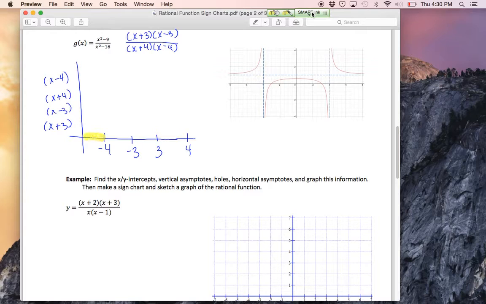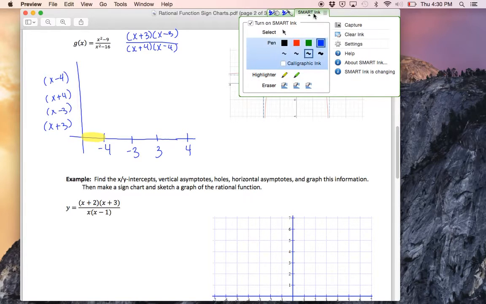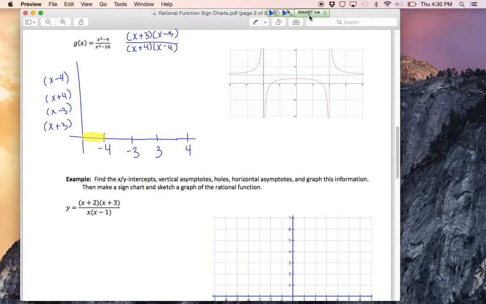Now I want to know on these regions, for example, between -4 and -infinity, is my graph above or below the x-axis? So when my x values are from -4 to -infinity, where are my y values, above or below? Well, if I pick an x to plug into this function to see what my y is, I could pick like -5. Okay, -5 minus 4 is going to be a negative number. -5 plus 4 is going to be negative. -5 minus 3 is going to be negative. And -5 plus 3 is going to be negative. Well, 4 negatives are going to end up giving me a positive value. So that's how I know that from -infinity to that vertical asymptote at -4, that's going to be a positive value above the x-axis.